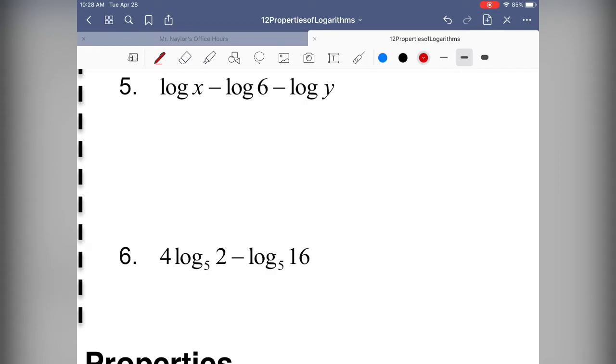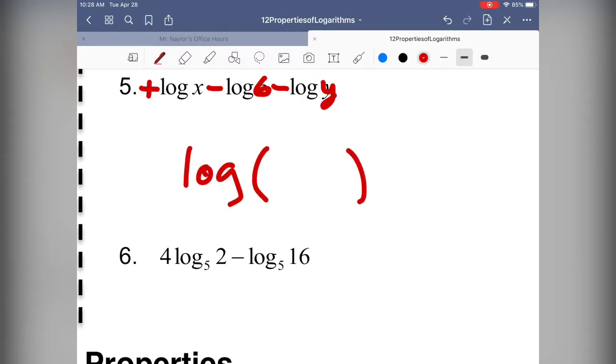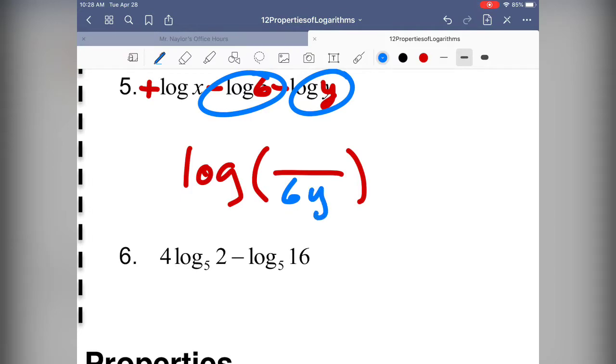How about if we have multiple logs that are being subtracted? Well, as I said, whatever's being subtracted is going to end up in the denominator. Whatever's being added is going to end up in the numerator. So write yourself 1 log. Make sure that you write 1 log of 1 fraction. Now remember, whatever's being subtracted ends up in the denominator. So that means we're going to end up with 6 and y in the denominator. But whatever was being added, that is this x, is going to end up in the numerator. So again, we have ourselves the log of x over 6y.